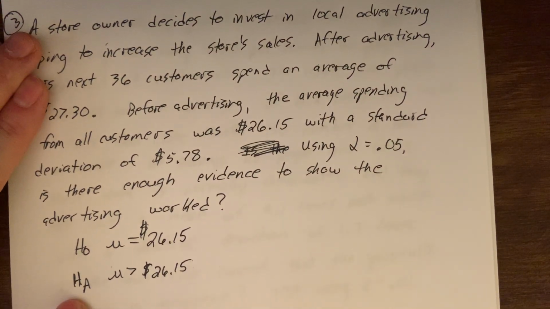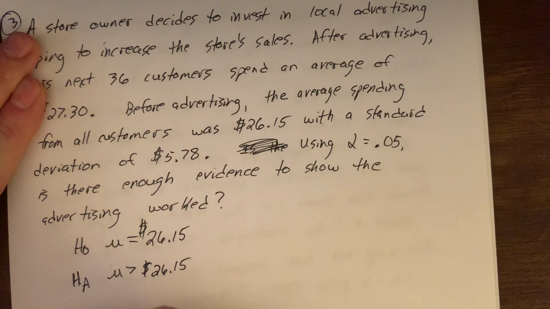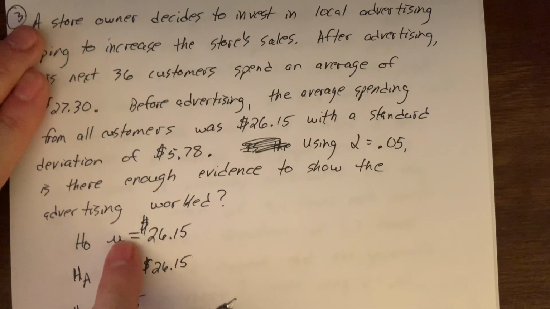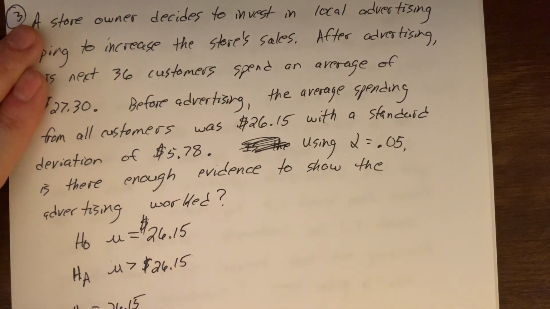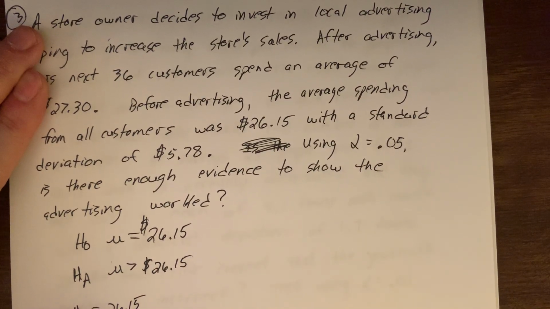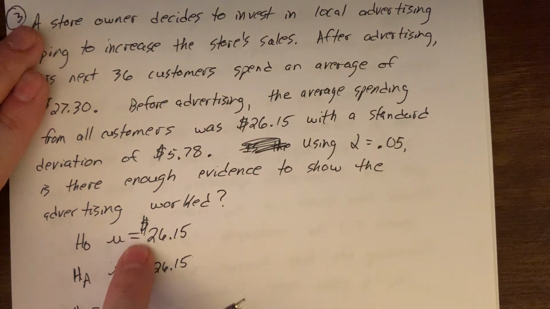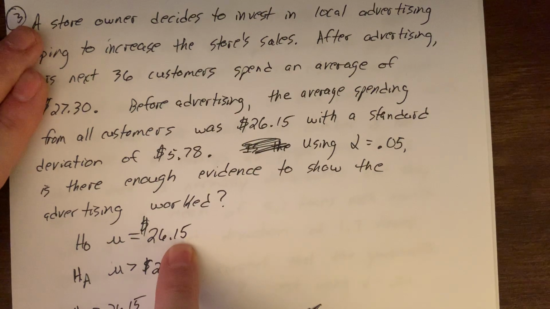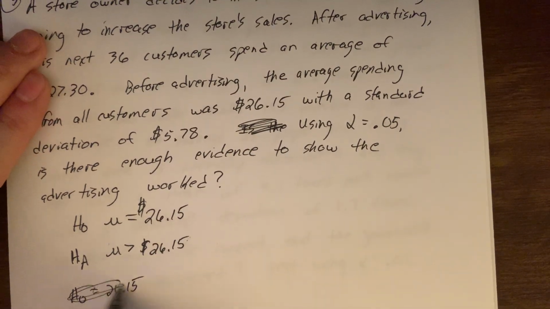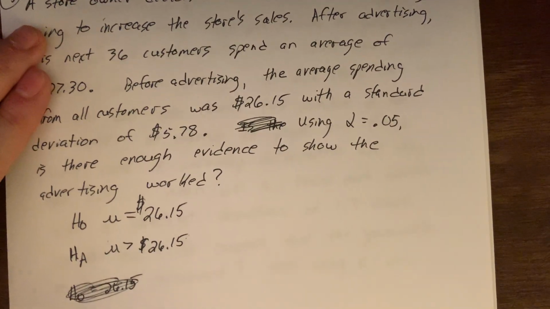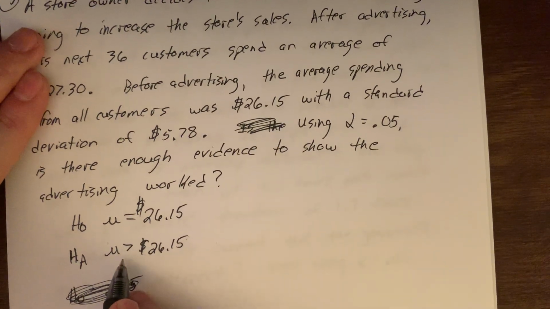One quick thing before I move on, everybody. Notice, I'm not writing H0 equals 26.15. I'm using the mu. It's not that the null hypothesis is 26.15. It's that the null hypothesis is the average amount spent equals $26.15. So just be careful with that, everybody. We need the mu symbol here. But now it's a greater than.